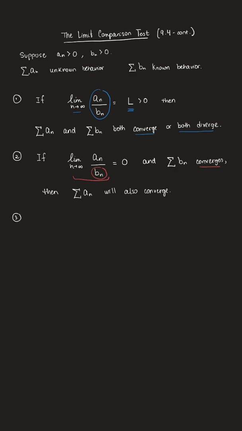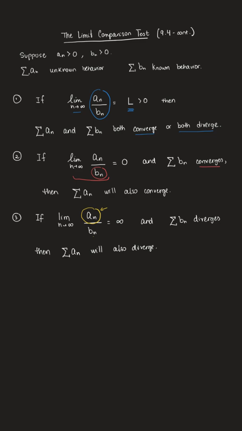And the third scenario is if this limit is infinite. And that's going to mean that the terms of the series at the top will grow faster than the terms of the series at the bottom. So if we know that the bottom series diverges, and we know that a sub n's grow faster, then the series that we don't know, a sub n, will also diverge. And again, this has to do with the rate at which these series are growing. If this is infinite, that means a sub n is growing at a faster rate than b sub n. But if b sub n diverges, then that one, which is growing faster, must also diverge. Okay.